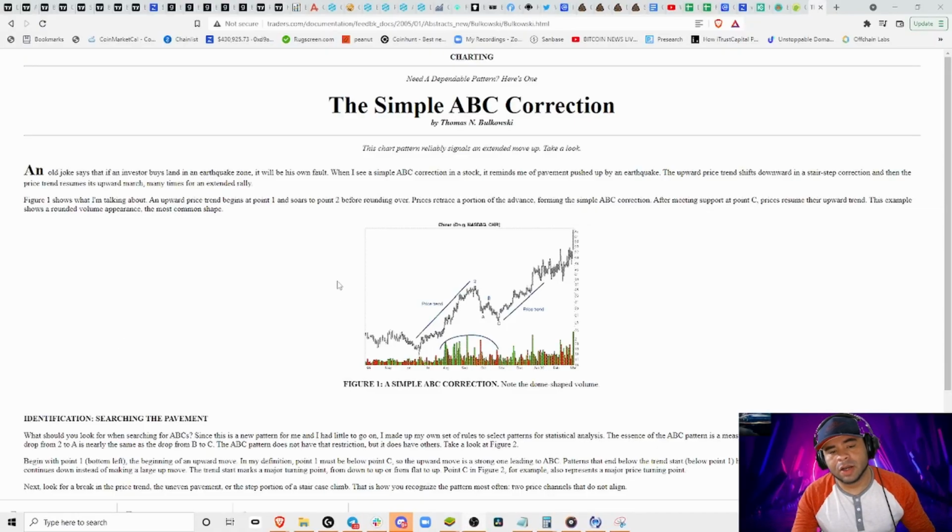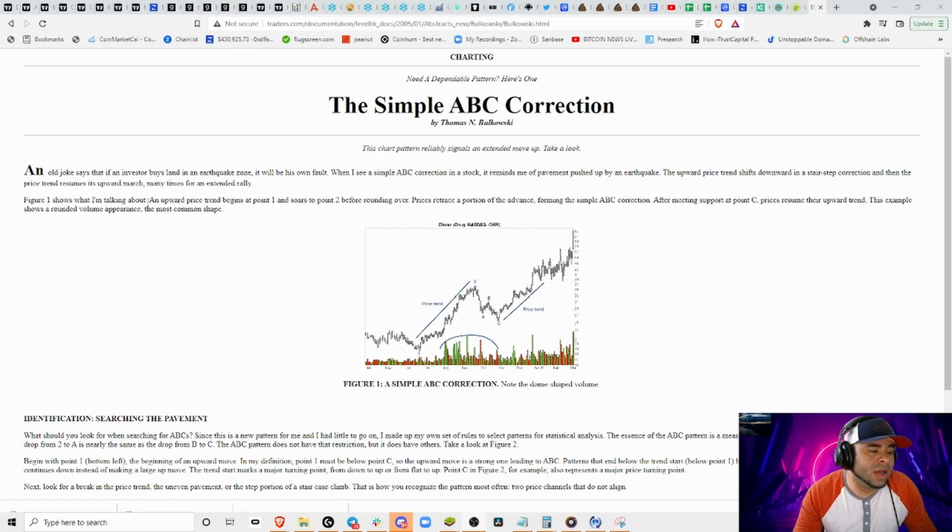All right, now we're going to talk about ABC corrections. If you look here, an old joke says that if an investor buys land in an earthquake zone, it will be his own fault. When I see a simple ABC correction in a stock, it reminds me of pavement pushed up by an earthquake. The upward price trend shifts downward in a stair-step correction, and then the price trend resumes its upward march many times for an extended rally.